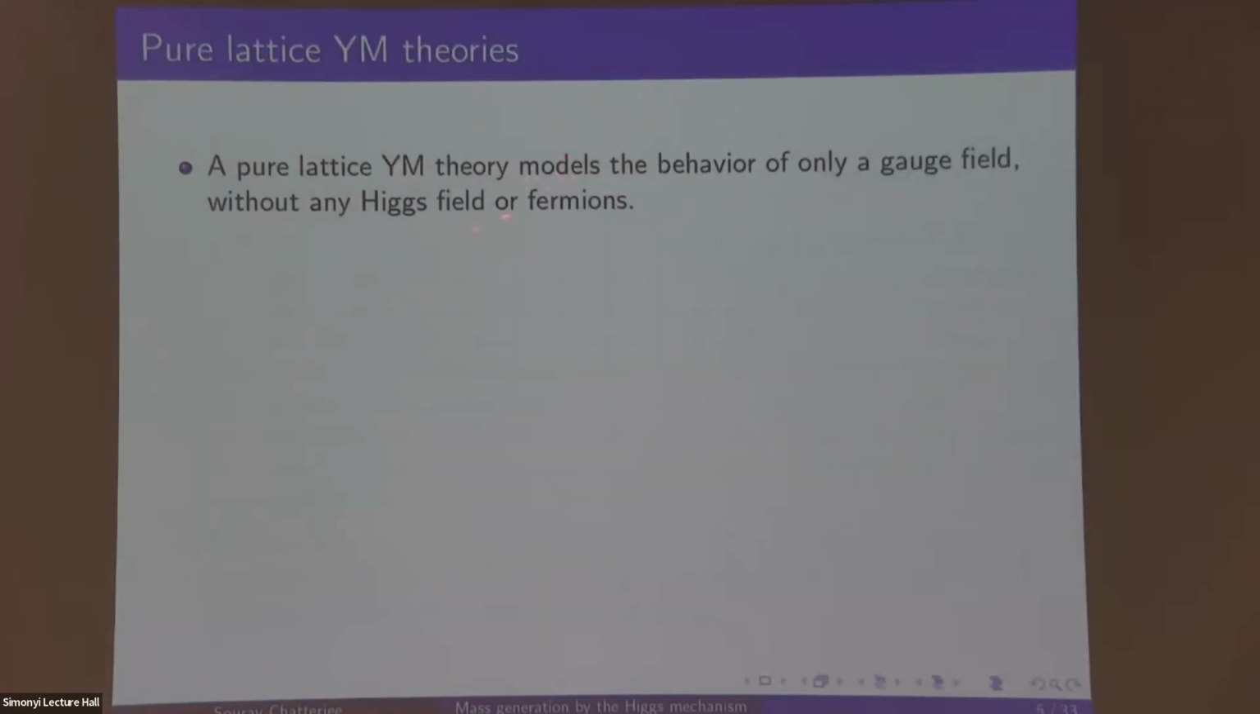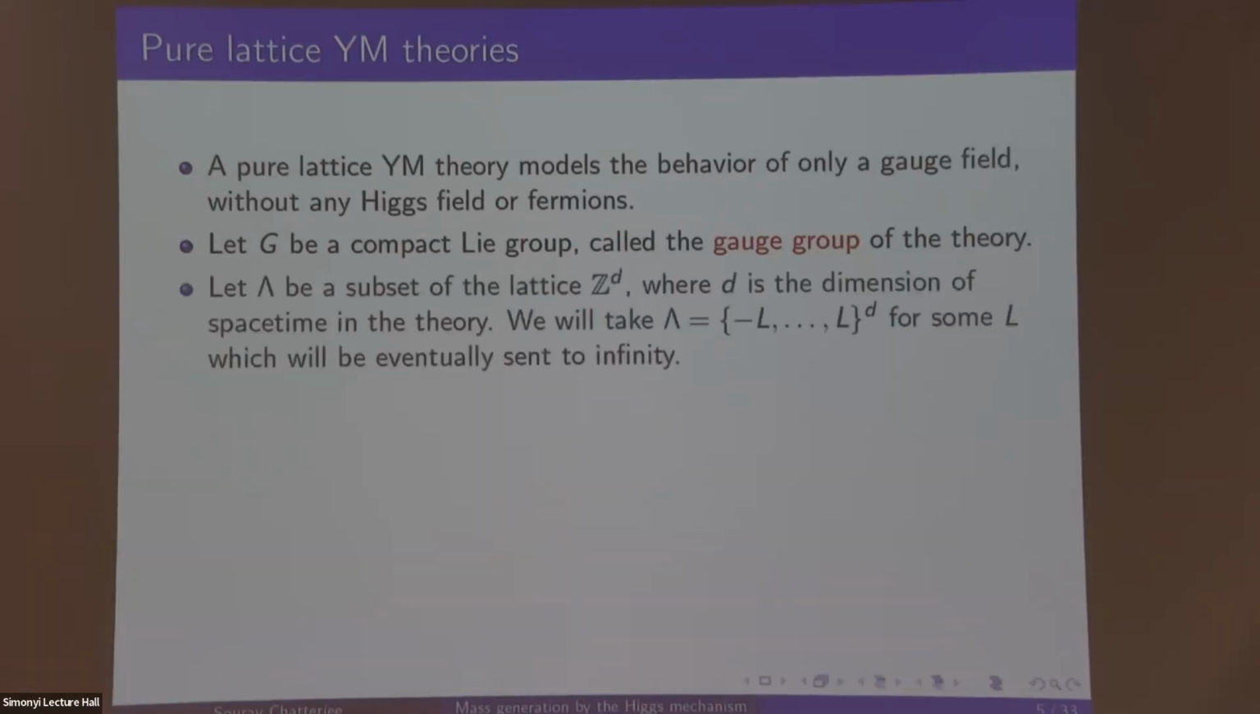Okay, so let's come to the model. What is a pure lattice Yang-Mills theory? Let's start with pure lattice Yang-Mills theories without Higgs fields. These model the behavior of only a gauge field, without any Higgs field or fermions. So you start with a compact Lie group. This is called the gauge group of the theory.